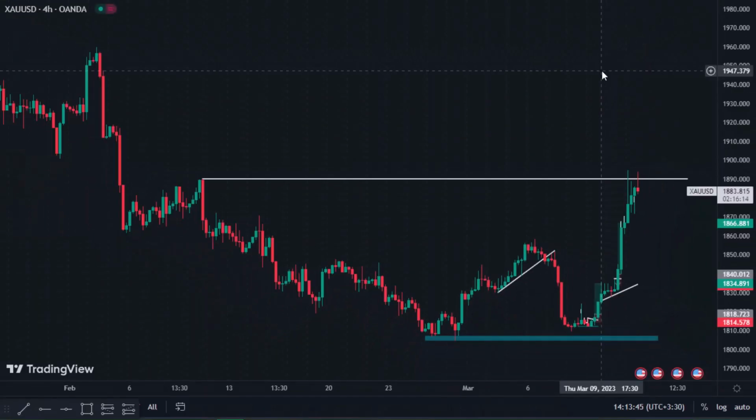Okay traders, welcome back. In this video I'm going to analyze the gold chart on 13th of March 2023 and show you some positions that you can make and see what's gonna happen next, and then show you the positions that I made on 10th of March 2023.